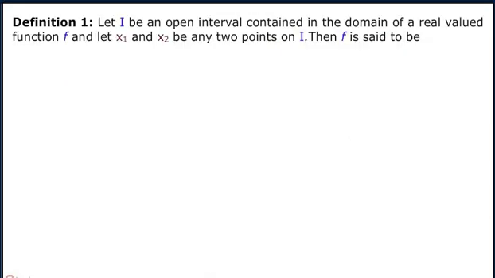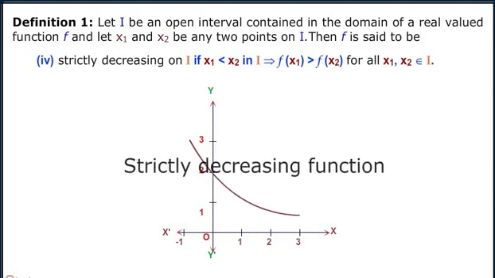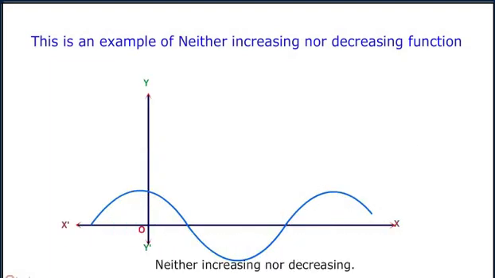Let's learn about strictly decreasing functions. Let I be an open interval contained in the domain of a real valued function f, and let x1 and x2 be any two points on I. Then f is said to be strictly decreasing on I if for x1 less than x2 in I, f(x1) is greater than f(x2) for all x1 and x2 belonging to I. The following is an example of neither an increasing nor a decreasing function.